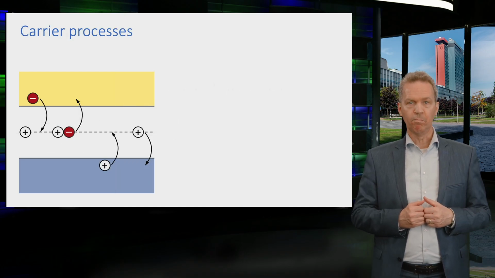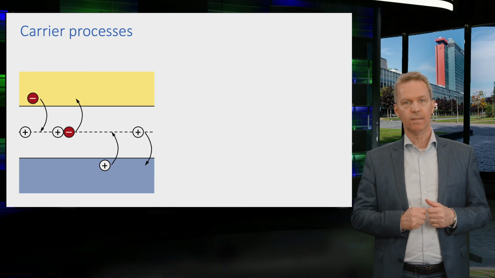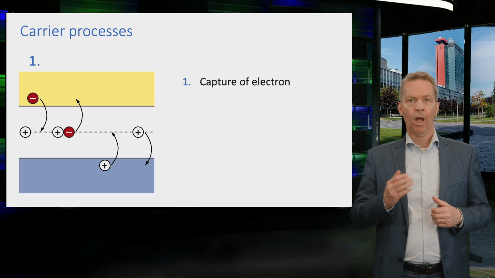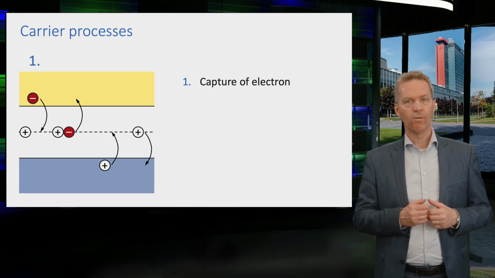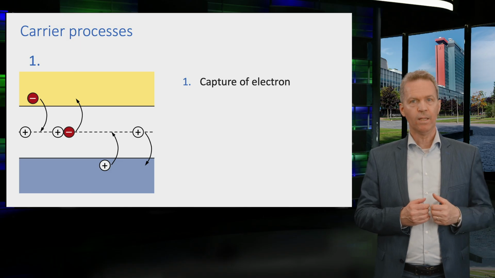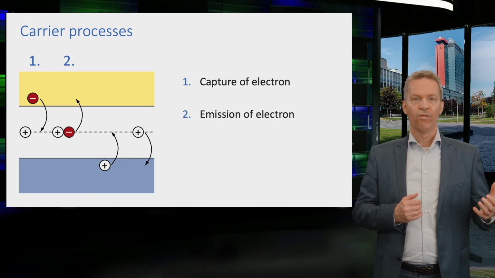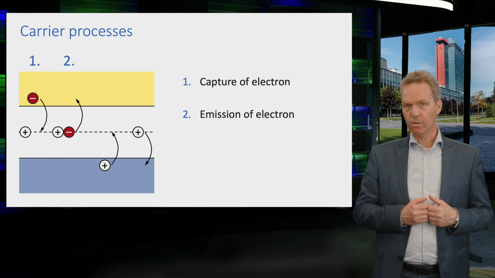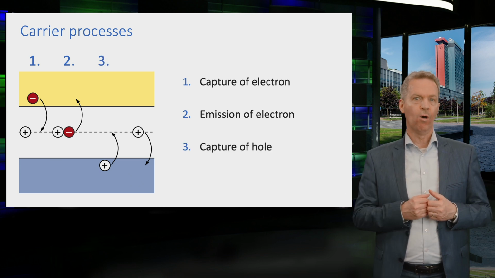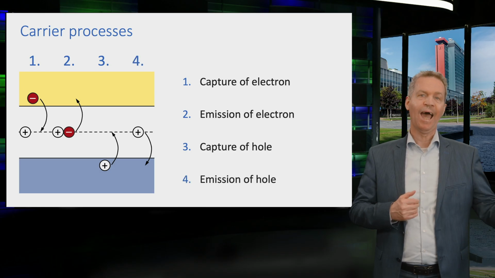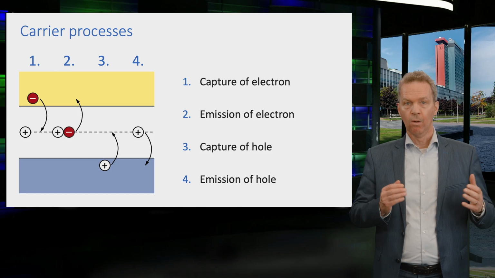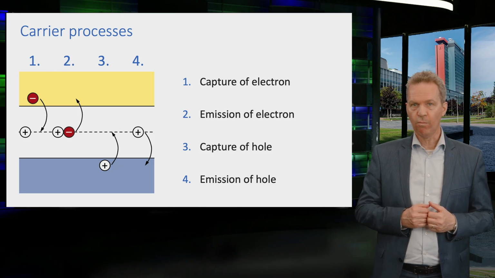SRH recombination is based on four processes. Capture of an electron from the conduction band. Note that a donor-like trap can only trap an electron if it is empty, so when it already contains a hole. Subsequently, emission of a trapped electron to the conduction band. Then capture of a hole from the valence band and emission of a hole to the valence band. We will now discuss the rates of these four processes.